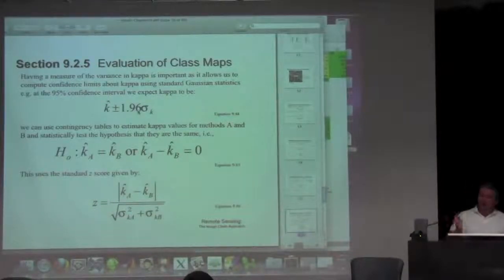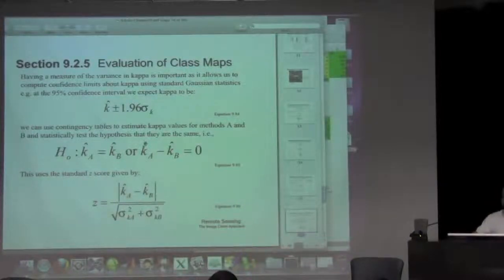So kappa could be as small as the kappa you compute minus 1.96 times the standard deviation of the kappa coefficient. It could be as large as the kappa you compute plus 1.96 times the standard deviation. That would just give you a range. Now, ideally, you look at those ranges for two kappa coefficients. If they don't overlap, then you could say they're significantly different to 95% confidence. If they do overlap, then you have to make that decision.